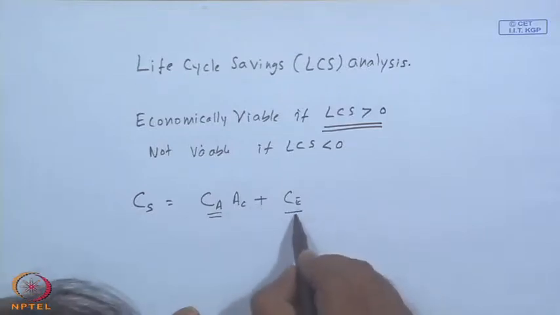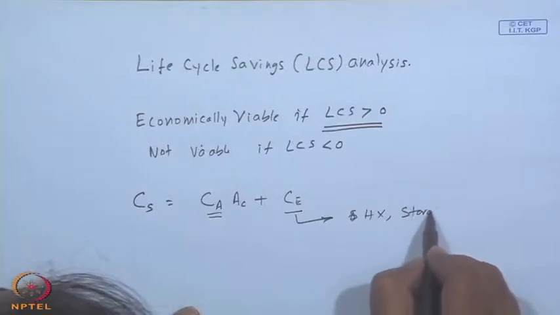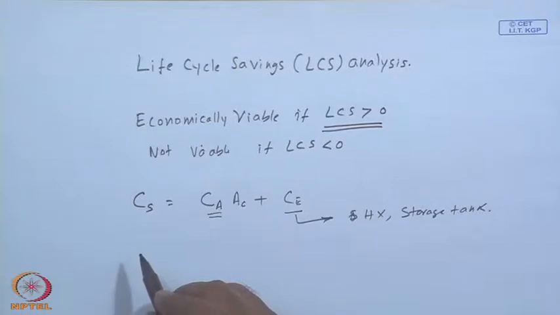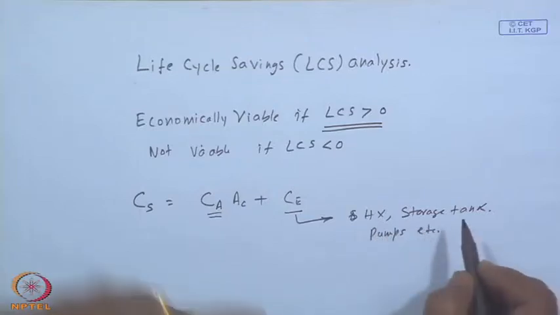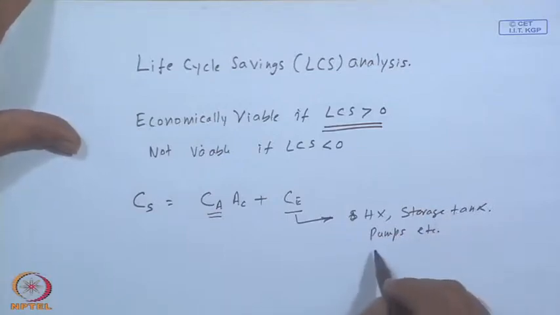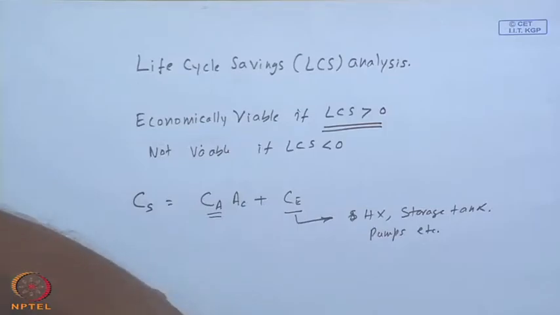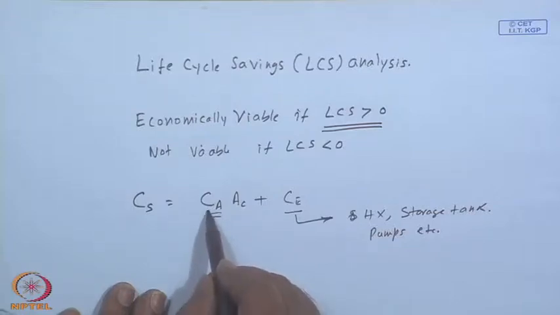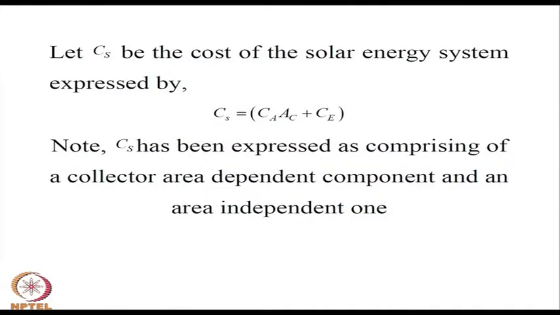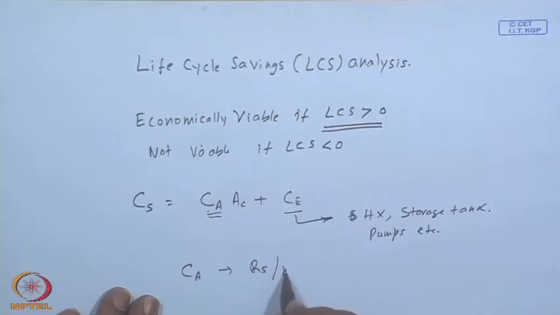And in addition, this CE may come from the heat exchanger and maybe to some extent the storage tank, though that is also proportional to the collector size, and then pumps, etc. Unless the size drastically changes, the pump, the heat exchanger and the storage tank do not change directly in proportion to the area of the collector. So CS is a mx plus c type of equation, where CA is the cost per unit area of the collector involved and CE is a fixed cost which is independent of the area. So this CA could be rupees per meter square and CE is simply rupees.